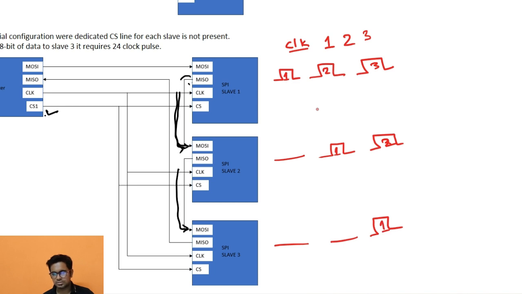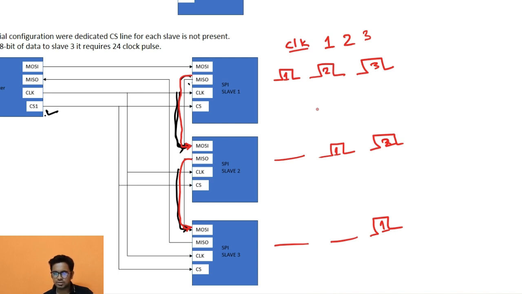first one. Why? Because the first is received here, and then via the MISO line the first will be received here after the second clock pulse, and then after the third clock pulse only this will be transmitted to here, because for every clock the slave will be active. If there is no clock the slave will not be active.